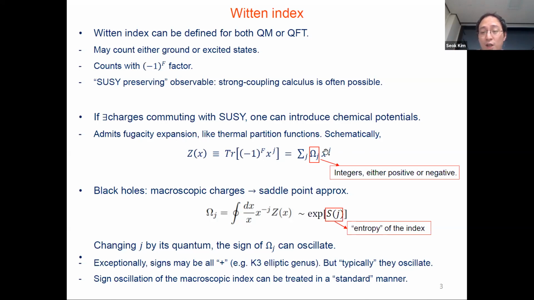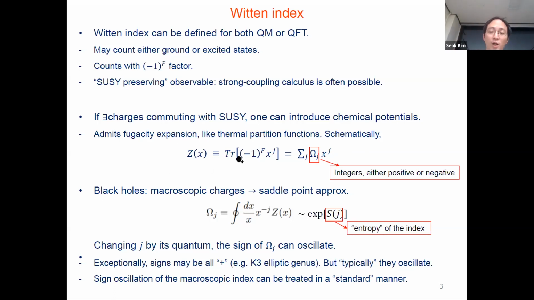You expand in fugacity, like a low temperature expansion. The coefficients, which are functions of the charges, will be integers, counting the suitable states with minus signs. Okay? So these are integers, and they can be positive or negative, depending on whether there are more bosons or more fermions in this sector.